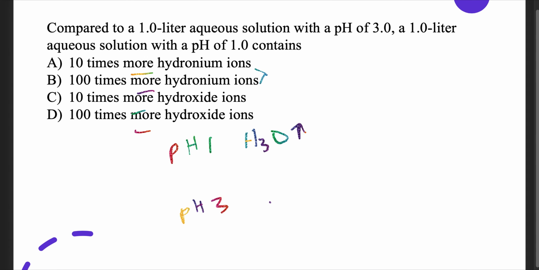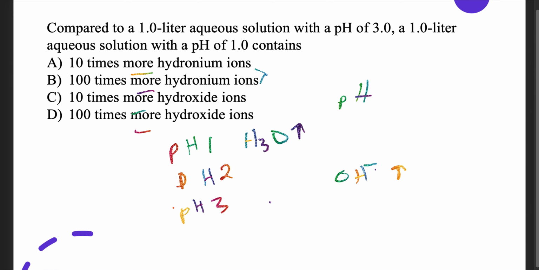And if we were to look at hydroxide, hydroxide is actually higher here than it is here. So that's why we can't choose C or D. Now, if it said less, then we could, because pH 1 has less hydroxide than pH 3. But we're looking at hydronium, and the hydronium concentration is higher in pH 1 than it is in pH 3. But we want to know by how much, and we know that between pH 1 and pH 3 is pH 2. And I'm sorry, these look like capital, but they're supposed to be lowercase. It's supposed to look like this.